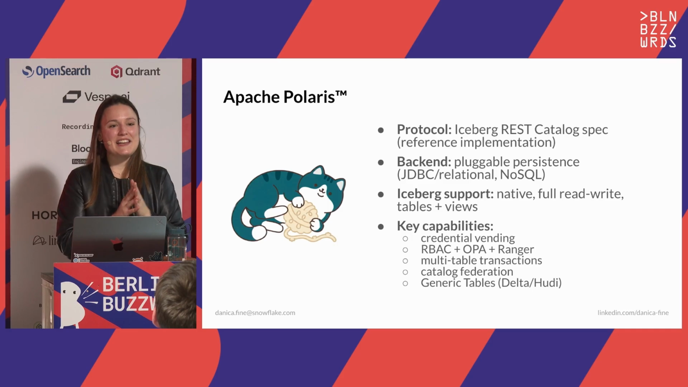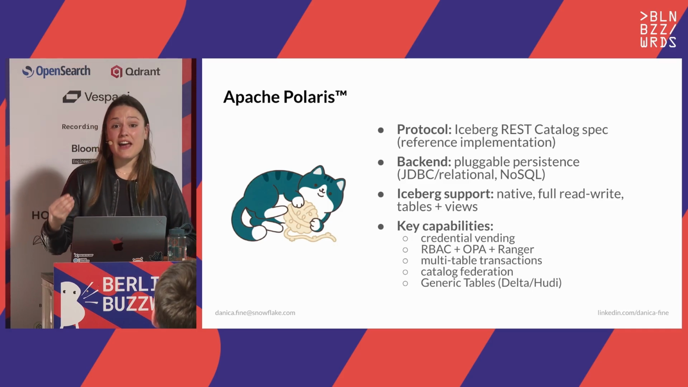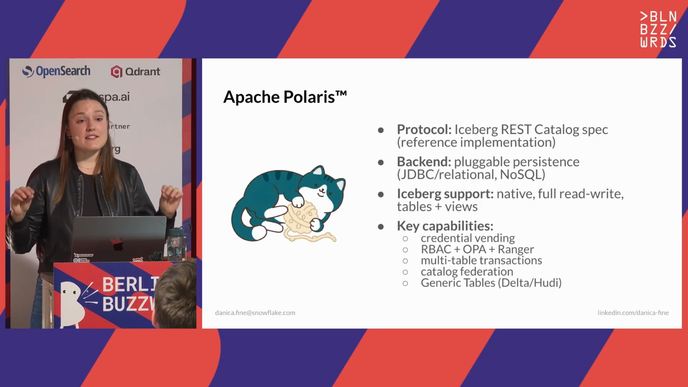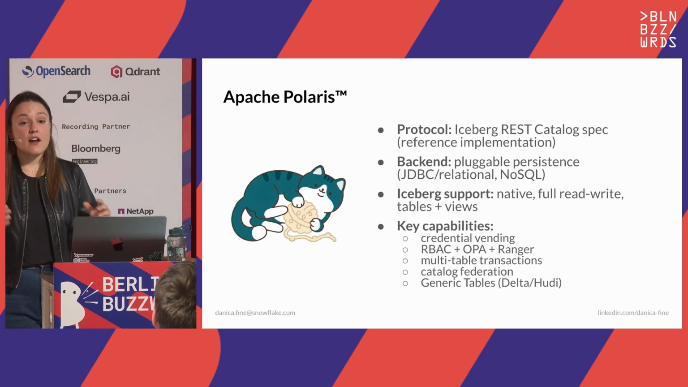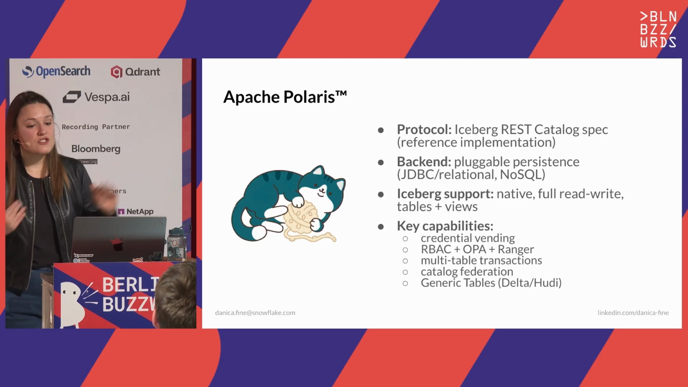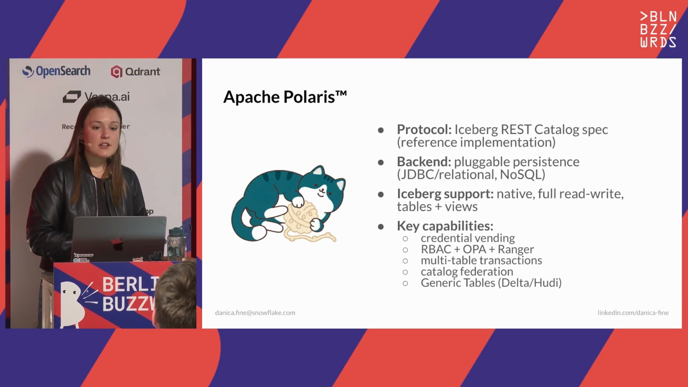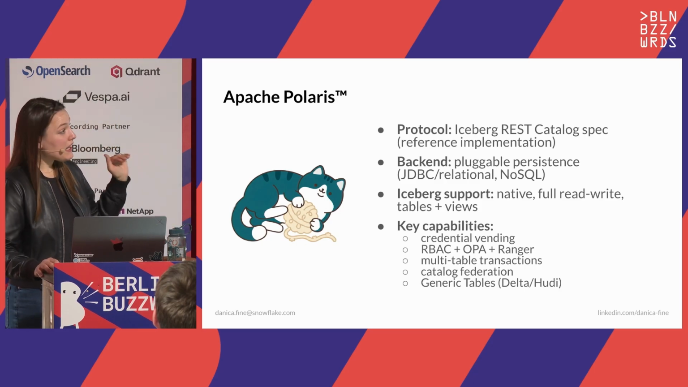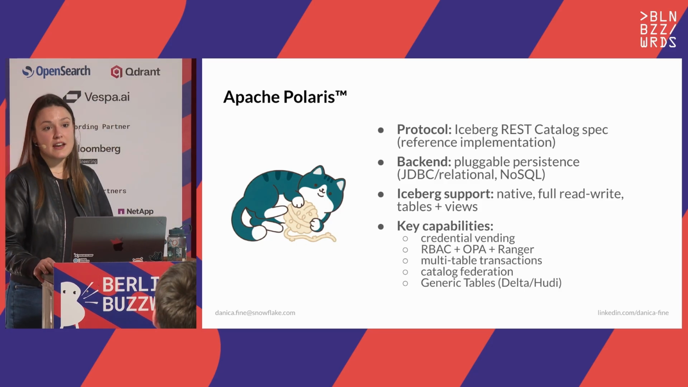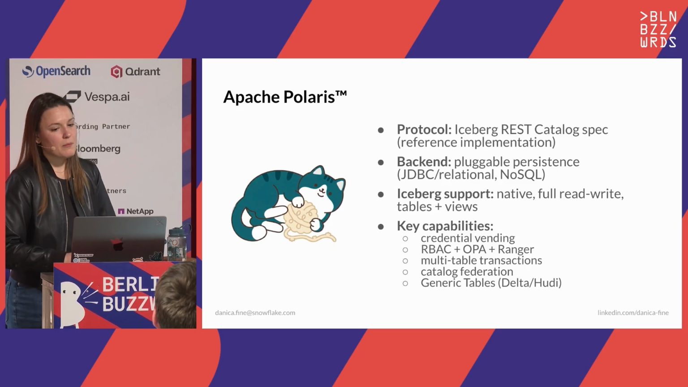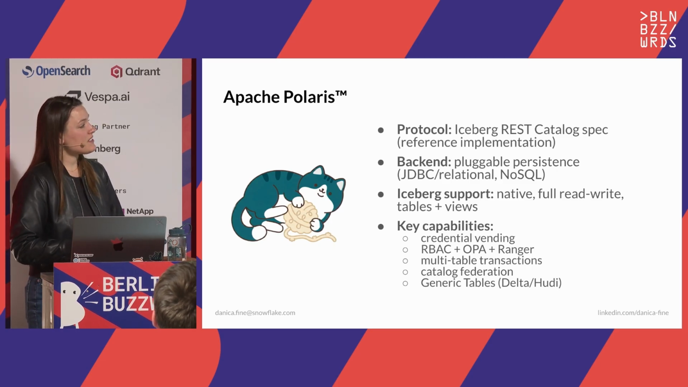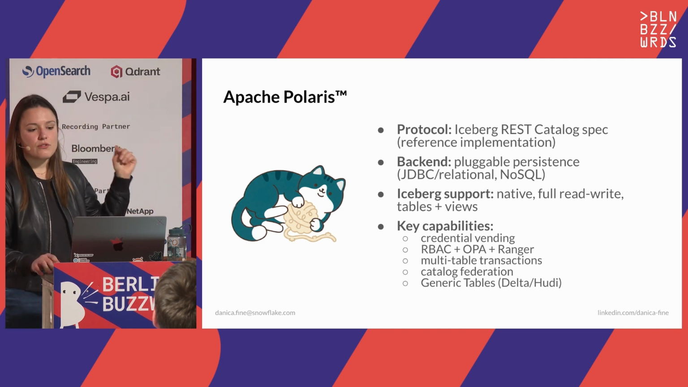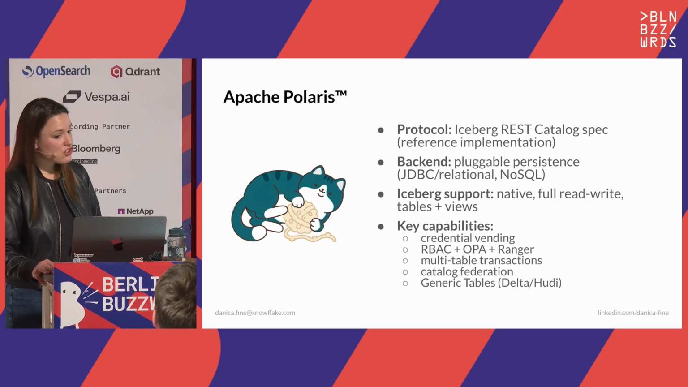All right, so Polaris, it is a REST native catalog server. It can be viewed truly as the reference implementation of the Iceberg REST catalog spec, to a T. You deploy it as a standalone service. It stores its metadata in a pluggable relational backend, and then any engine that speaks Iceberg REST can connect to it immediately. So beyond the basics, there's some other fun things that we get in there: credential vending, access control for RBAC, OPA, and now Apache Ranger.